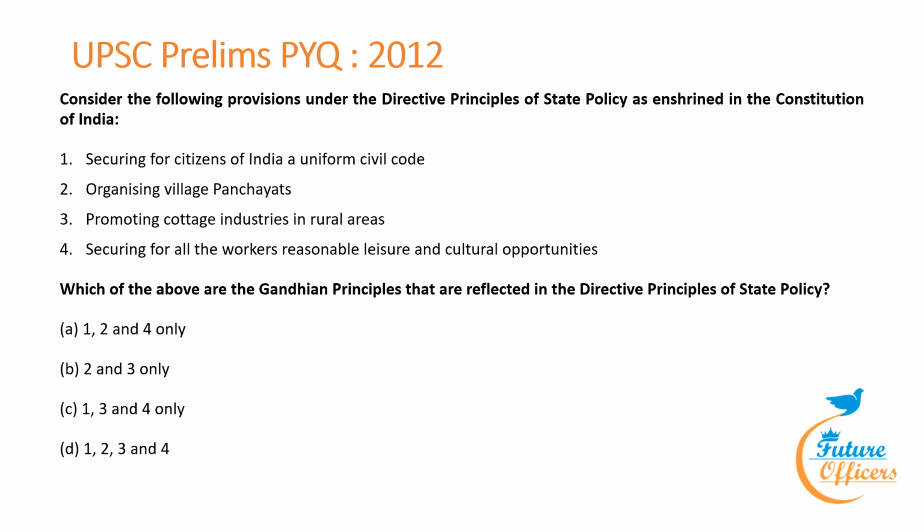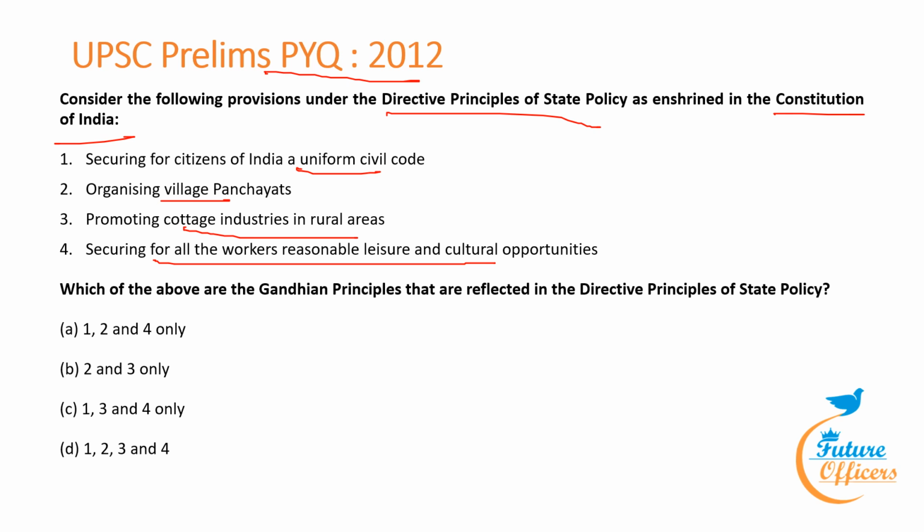So the next is the UPSC prelims question which was asked in 2012. Consider the following provisions under the Directive Principles of State Policy as enshrined in the Constitution of India. Securing for citizens of India a uniform civil code, organizing village panchayats, promoting cottage industries in rural areas, securing for all workers reasonable leisure and cultural opportunities. Which of the above are Gandhian principles that are reflected in the Directive Principles of State Policy? Here the answer is B. 2 and 3 are correct. Only these two statements are correct.